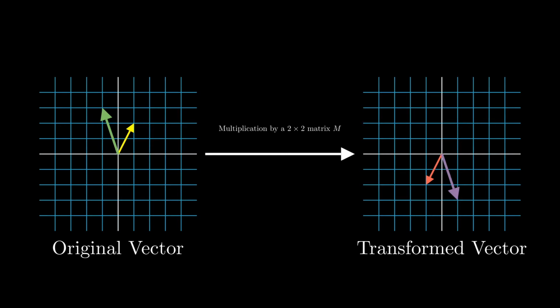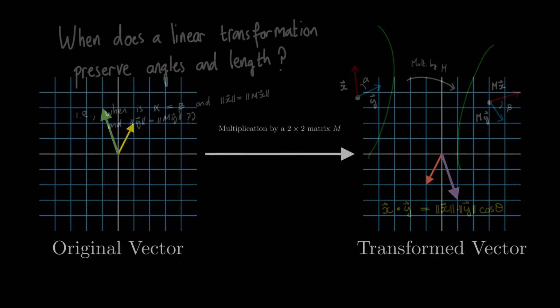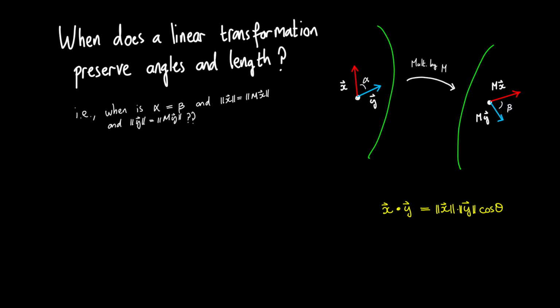What we're interested in this video is which matrices have the property that when I do this transformation, it preserves the angles and it preserves the lengths of the vectors. Okay, so let's take a slightly closer look at this question. When does a linear transformation preserve angles and lengths? What do we really mean by this?